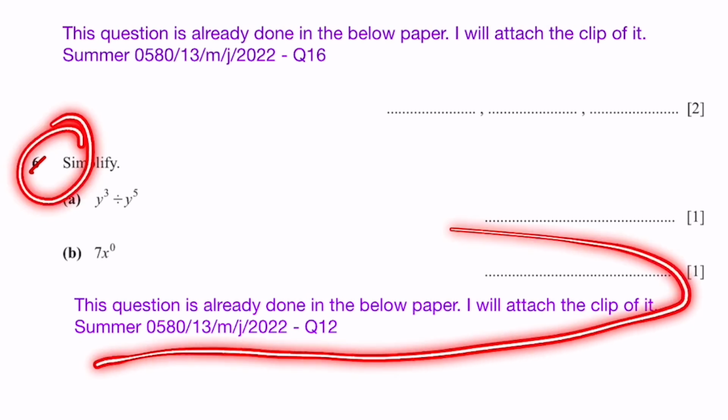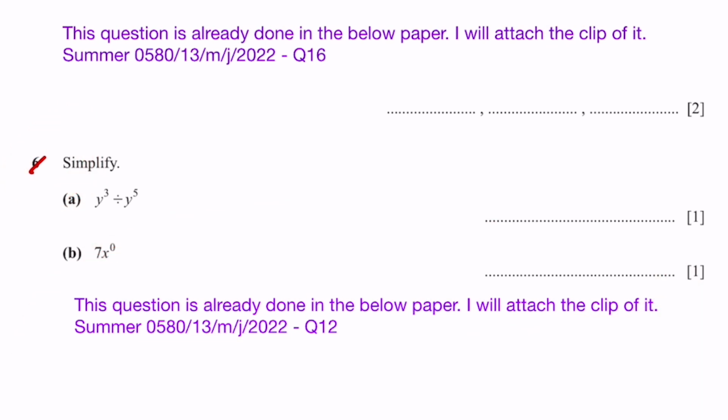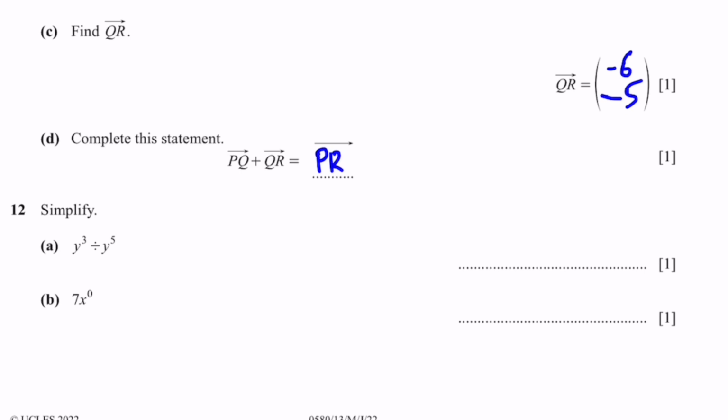Question 6. This question is already done in a previous paper, so I'll attach the clip of it. Simplify y cubed divided by y to the power 5. Because we're dividing, we actually subtract the powers. Note that these two have the same base. y to the power of 3 minus 5, which is equal to y to the power minus 2.